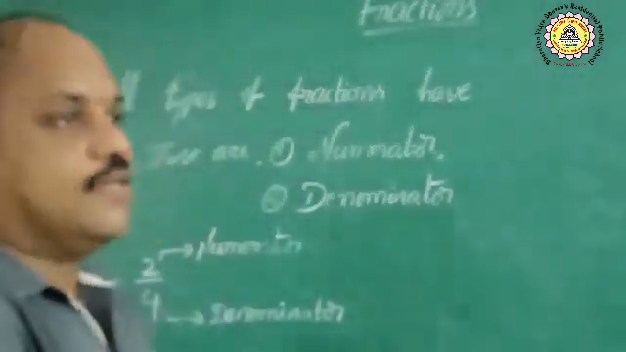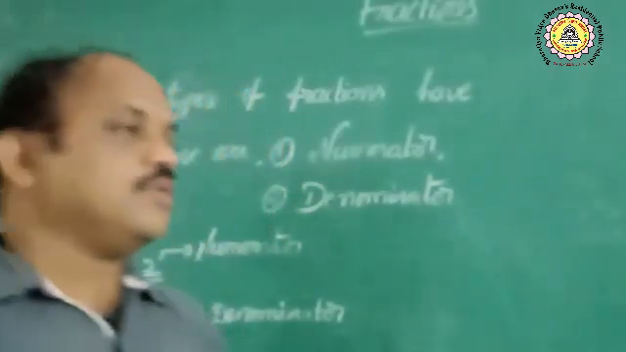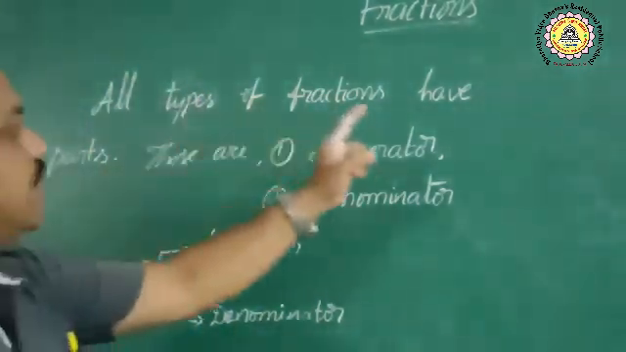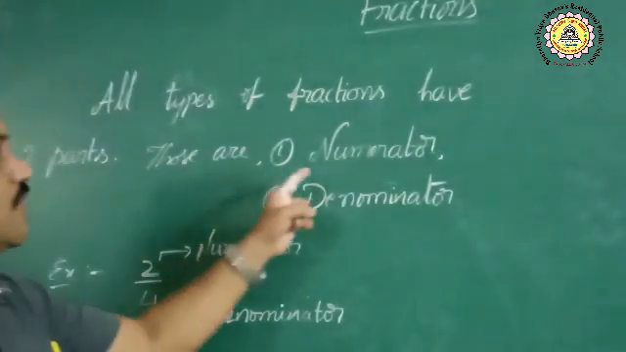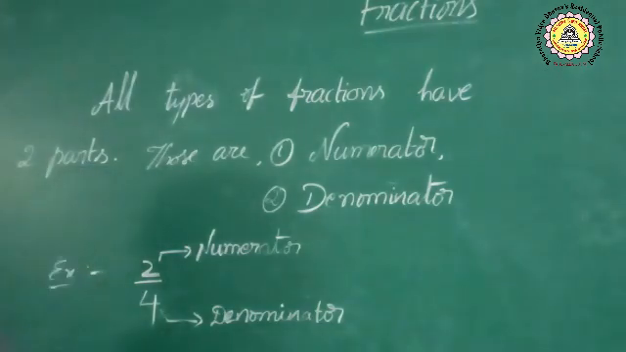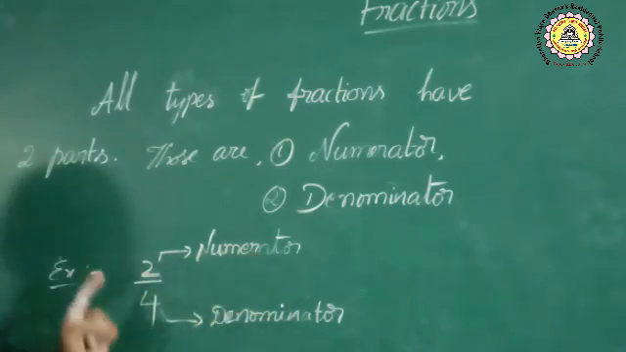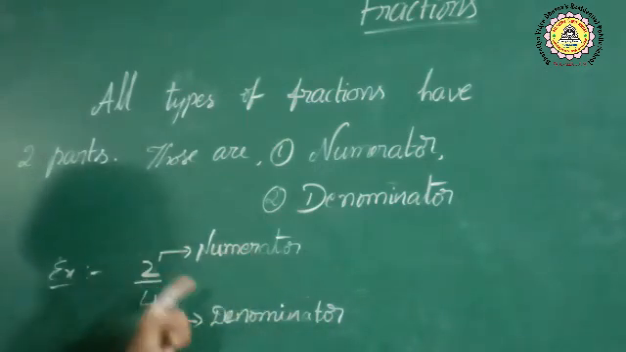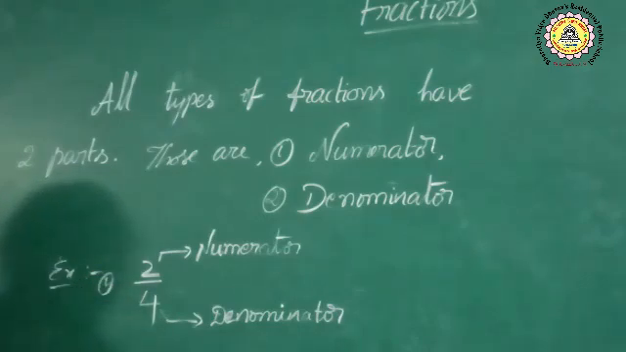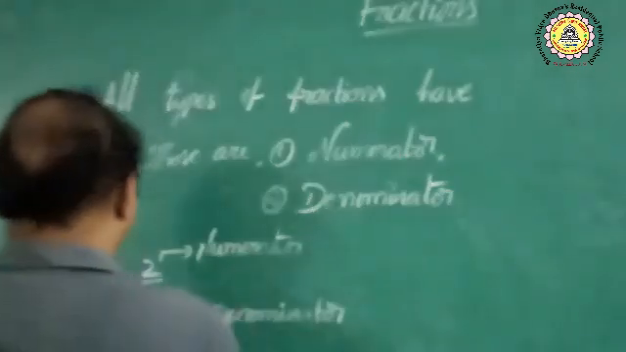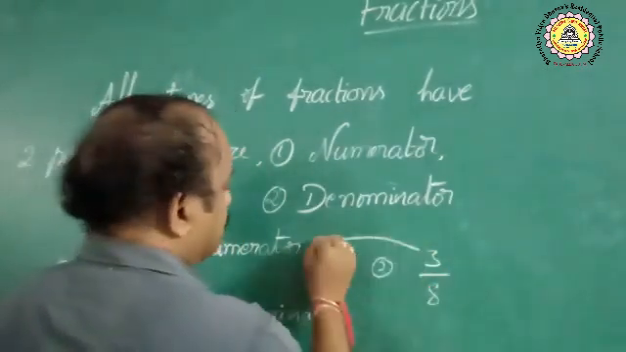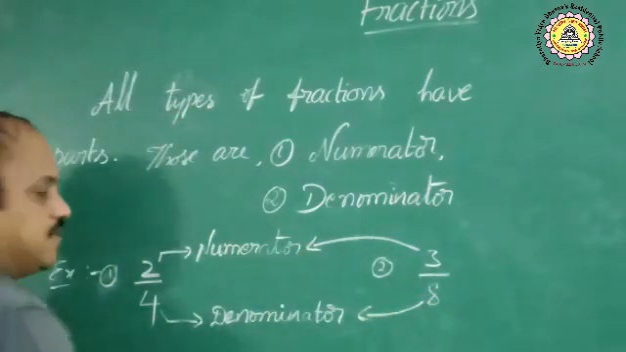See, children, observe one thing here. I already told about the 7 types of fractions we have to discuss. Any type of fraction has 2 parts. What are those? First one is numerator, second one is denominator. For example, 2 by 4 is a fraction with numerator 2 and denominator 4. Take the second example, 3 by 8. Here also 3 is the numerator and 8 is the denominator. Understand?